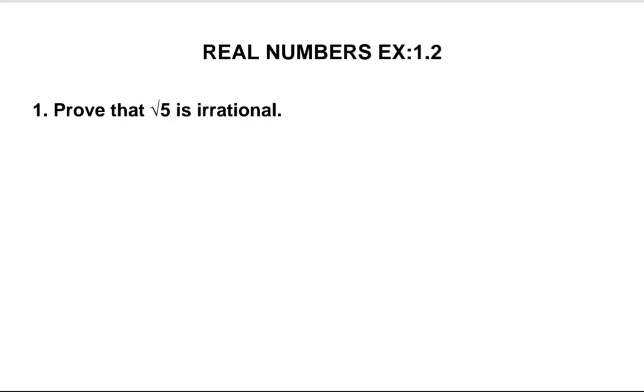So today let us see the real numbers second exercise. Today we will be completing this chapter. So let's see the first question. Prove that root 5 is irrational. So they are asking us to prove that root 5 is irrational.